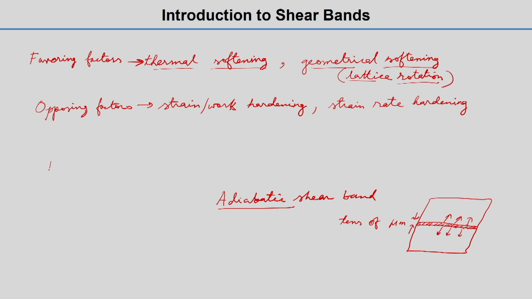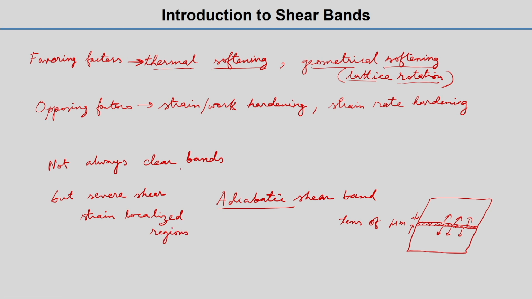So not always clear bands. That means it may not take the shape of a band, but severe shear strain localization, localized regions, can be seen. So bands means it is a thin strip. That may not happen in some cases, but basically it depends on the material as well.